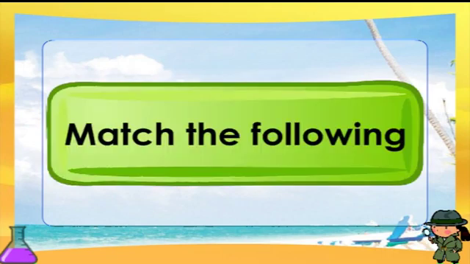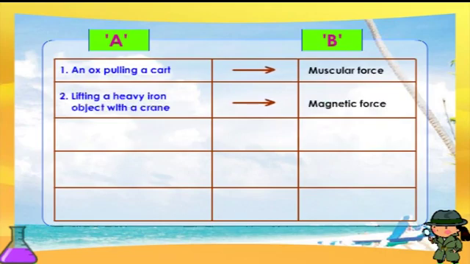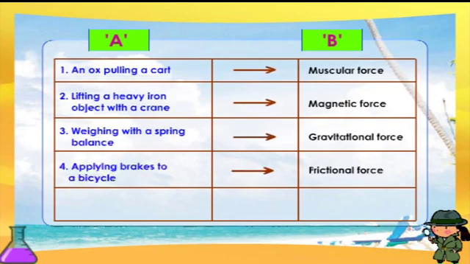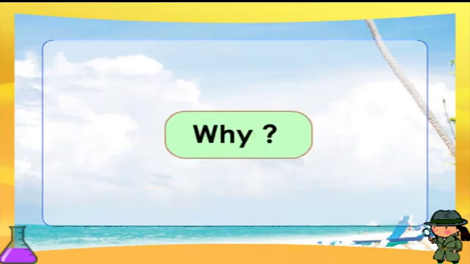Match the following. An ox pulling a cart, muscular force. Lifting a heavy iron object with a crane, magnetic force. Weighing with a spring balance, gravitational force. Applying brakes to the bicycle, frictional force. Picking up pieces of paper with a plastic scale, electrostatic force. Why? That means give reasons.